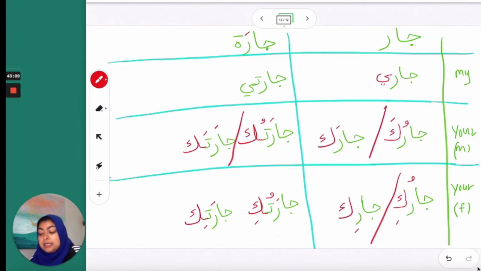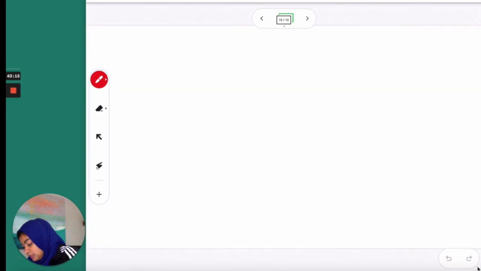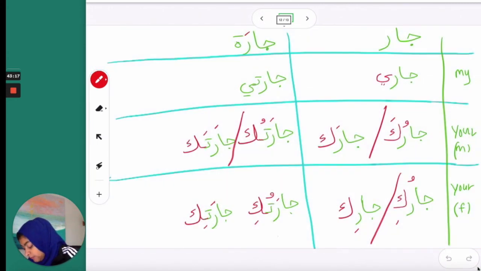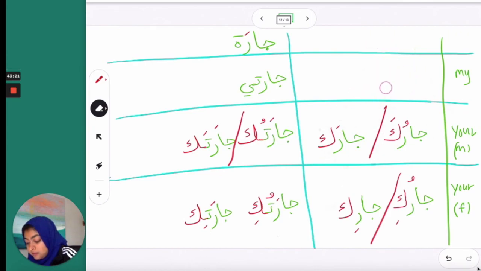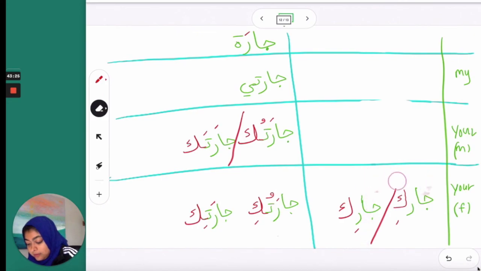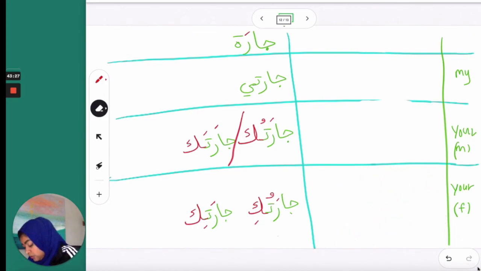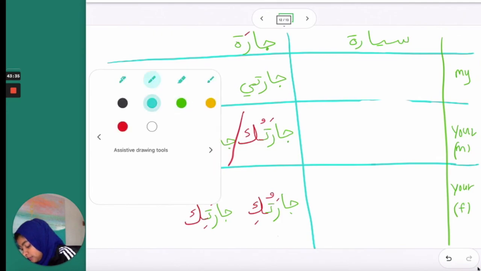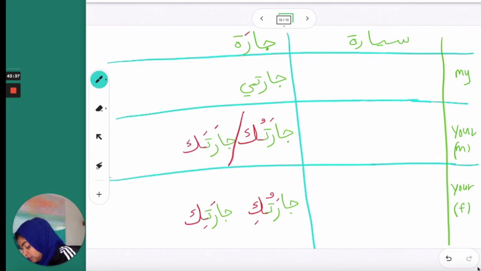Okay. Now I want you to do the same exact thing. I'm going to start erasing, so if you need it, just rewind and pause and get the chart down so you have everything correct. So now let's do the word sayyara, which is car. Sayyara. So pause, and then once you got it.